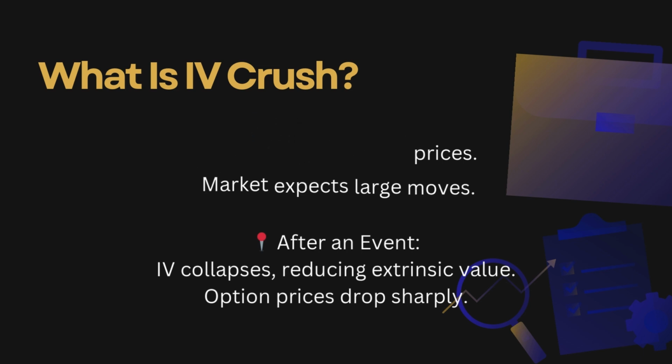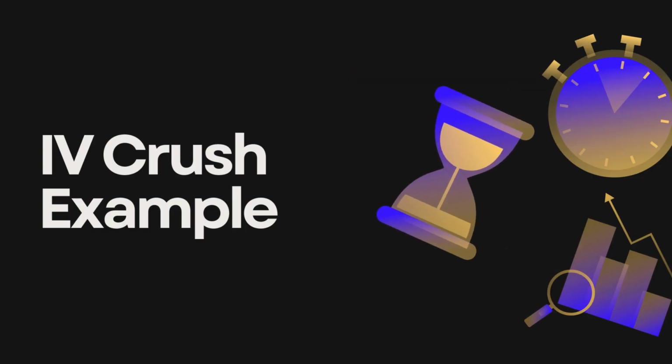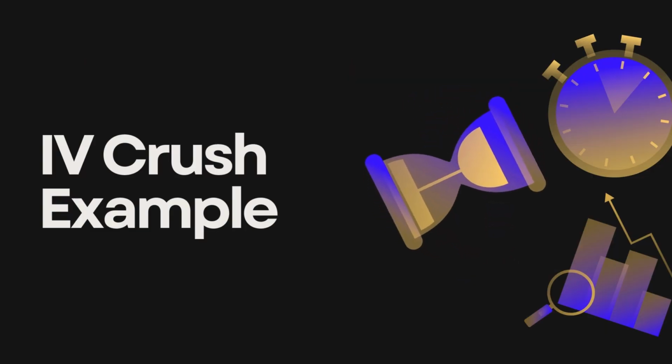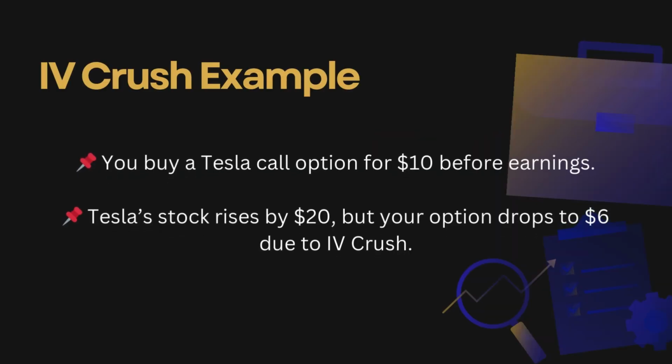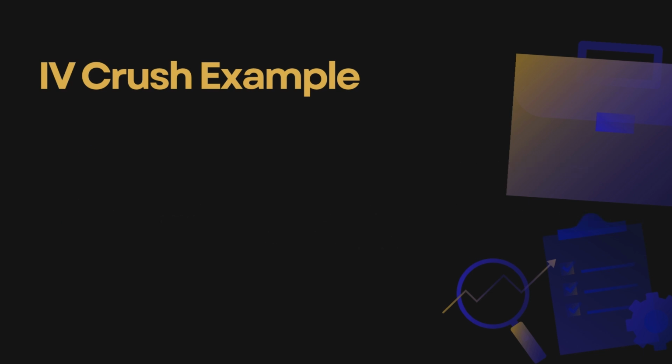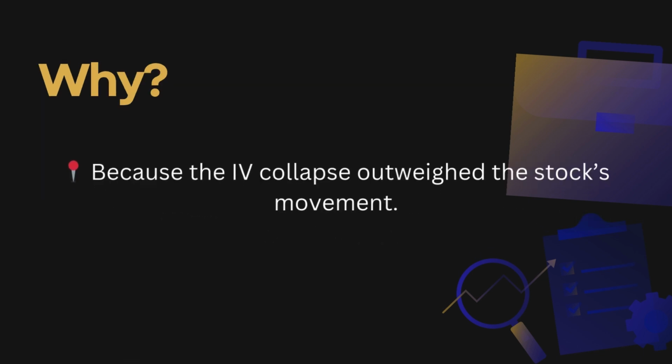Example: let's say you buy a Tesla call option for $10 before earnings. Tesla stock rises by $20 after the report, but your option price drops to $6 due to IV crush. Instead of profiting, you actually lose money because the IV collapse outweighed the stock's movement.